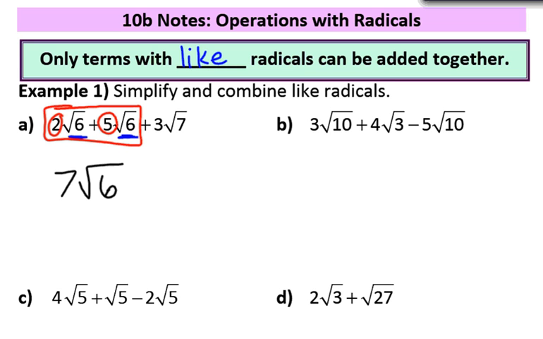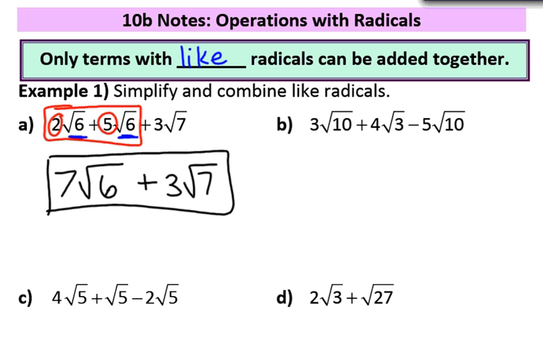So it's like I had 2 root 6's plus 5 root 6's. That makes 7 root 6's. Now the 3 root 7 is not alike, so it's just going to stay the same, and it's going to add on to the end. I cannot simplify this any further. Since they're not alike, we can't do anything else. Okay? So now let's try B.